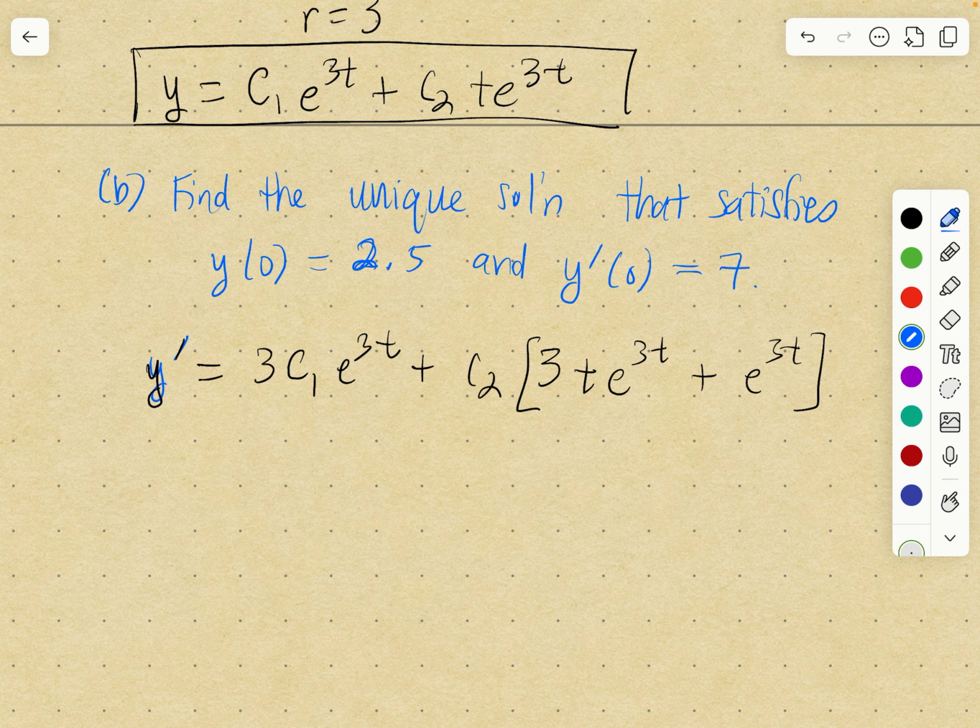So when you plug in y of 0, let's see. Y of 0 is C1. Oh, well, it's actually just C1. Because when you plug in t equals 0 here, you're just going to get that this whole thing ends up being 0.